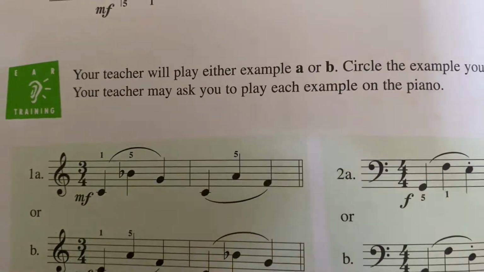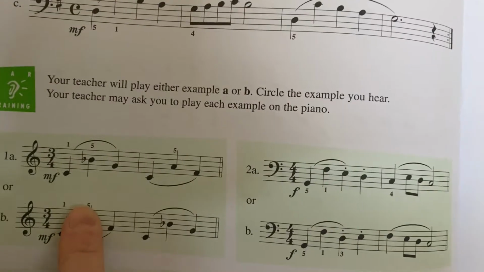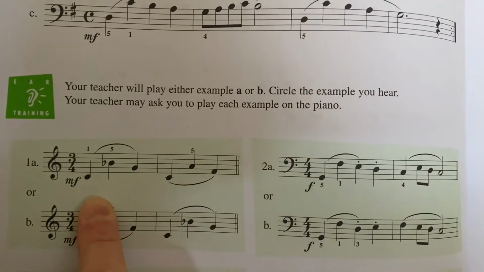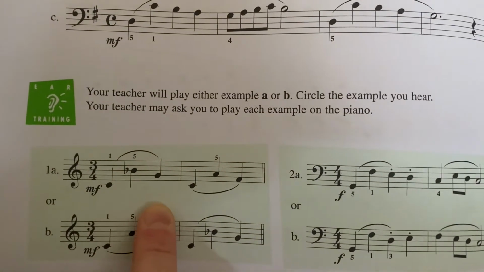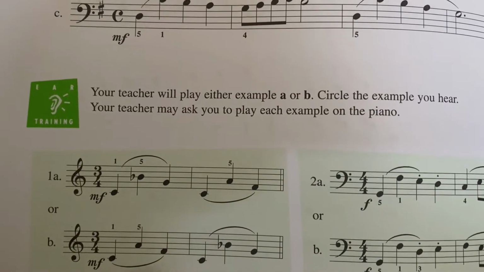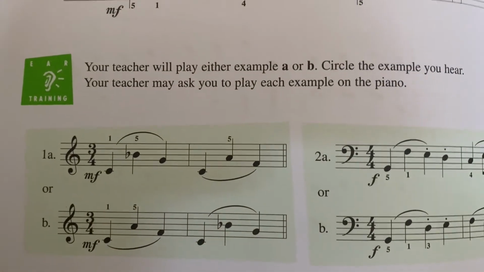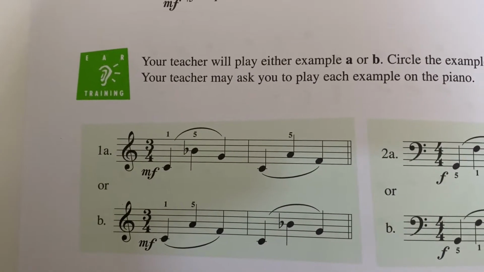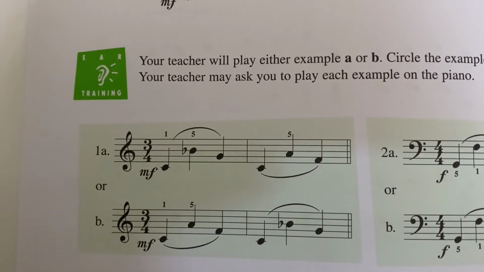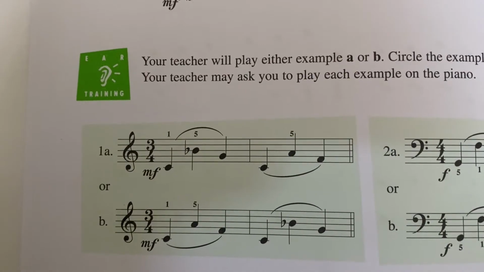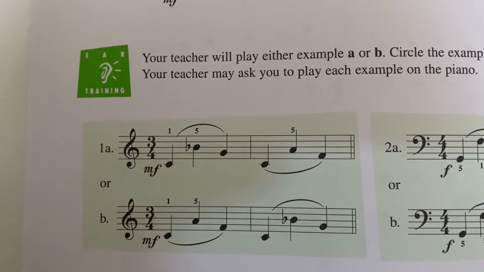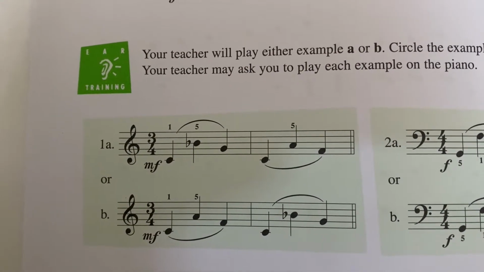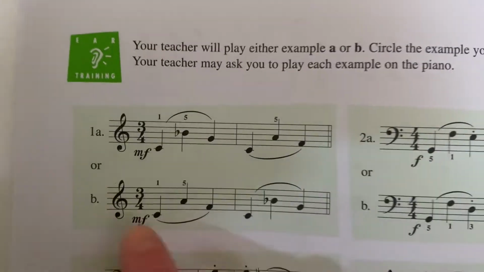All right, coming back in. What we're doing is I'm gonna play an example of either A or B. You're gonna listen and see if you can tell which one you hear. Looking at number one, what do you hear? So that was B, so circle B.